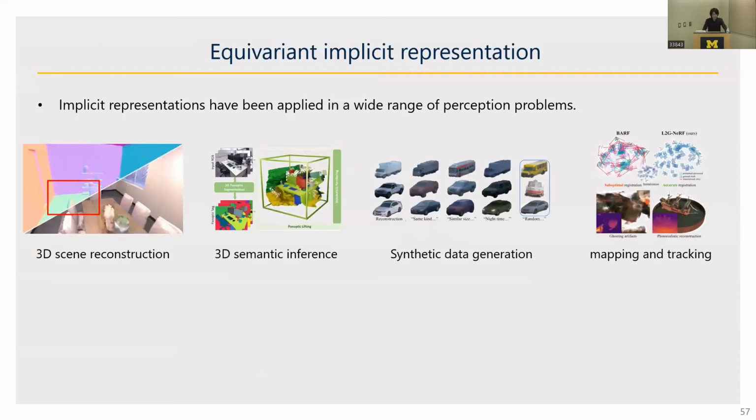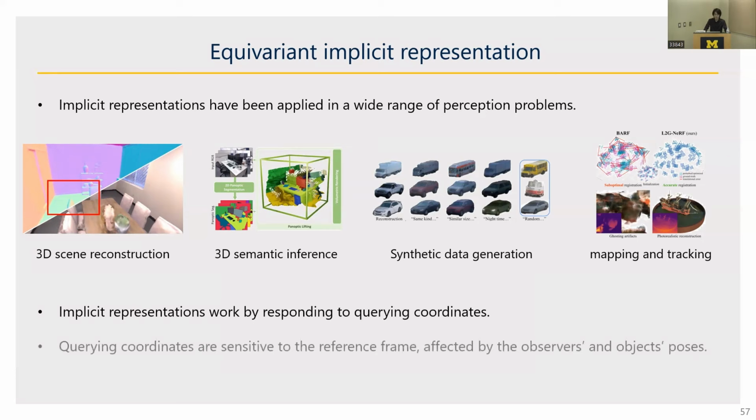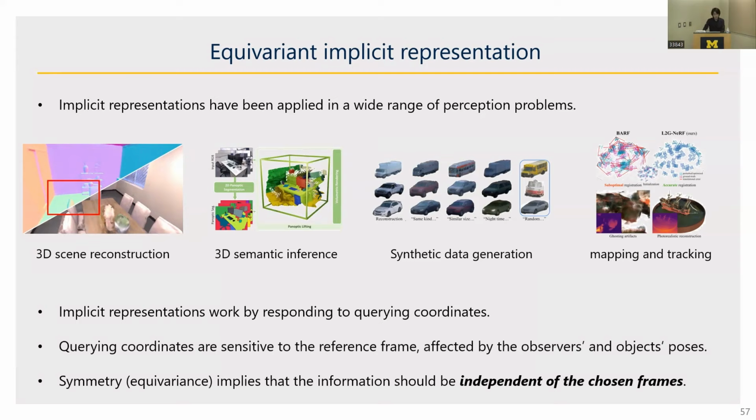The third direction is equivariant implicit representation. Implicit representations have been applied in a wide range of perception problems. For example, 3D scene reconstruction, 3D semantic inference, synthetic data generation, and mapping and tracking. The implicit representations work by responding to querying coordinates. However, querying coordinates are sensitive to the reference frame, affected by both the observer's and objects' pose. On the other hand, we know that the idea of symmetry implies that the information should be independent of the chosen frames. Therefore, I believe it is a potential direction to explore the benefits of symmetry to build more robust implicit representations.